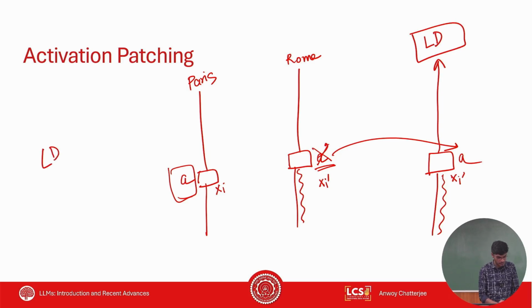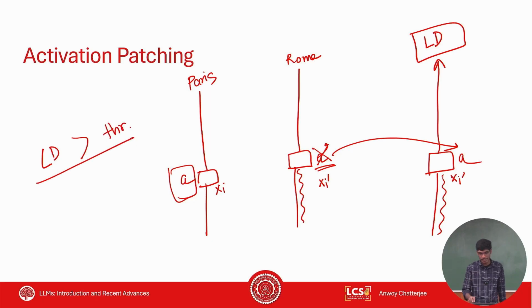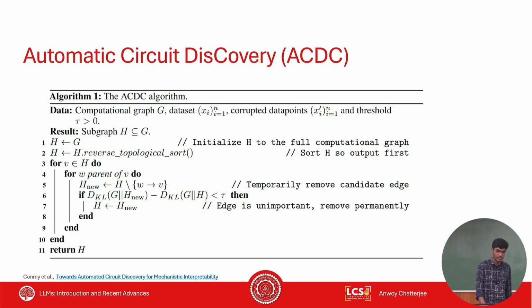If this logit difference is greater than a threshold, we will say that this component is important. If it is close to 0, we'll prune it from the graph and say it is not important for the task at hand. Based on this idea, the ACDC algorithm was proposed, which is basically an automatic circuit discovery algorithm.